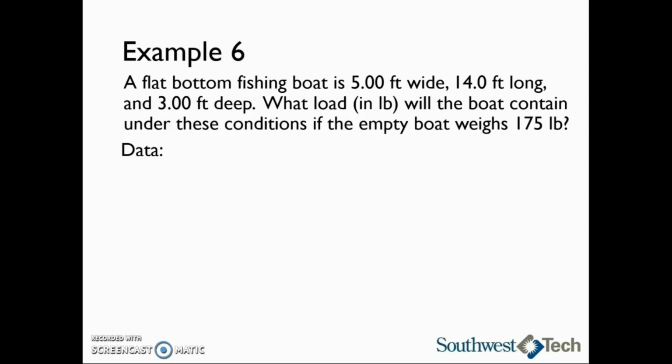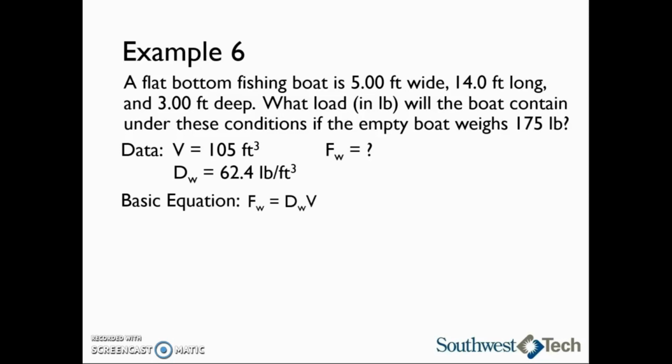Now that we know what we are going to do, let's write down the information we are given. We know the volume from the previous part is 105 cubic feet. We also know from a table that the weight density of water is 62.4 pounds per cubic foot. We need to find the weight force F sub W. The basic equation to find the weight force is that the weight density of water times the volume of water displaced will give us the weight force F sub W. Next, we can substitute. 62.4 pounds per cubic foot times 105 cubic feet will give us a weight force of 6,550 pounds.